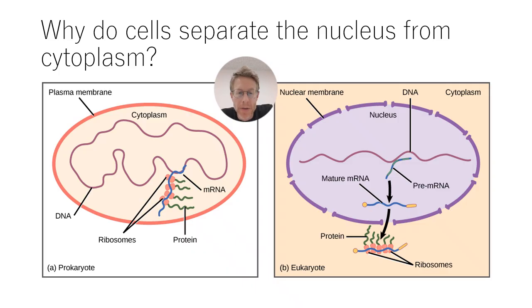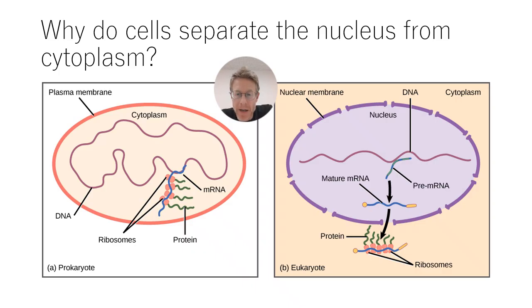So if you look on your left, you can see that the processes of transcription and translation happen at the same time. As the DNA is copied to make the mRNA, it is at the same time translated to make proteins. So that does not allow any possibility to regulate or modify the mRNA, the copy that's made, before it is used. It has to be used right away.